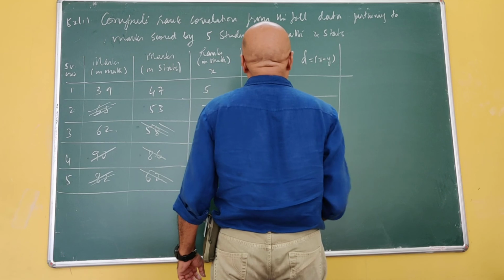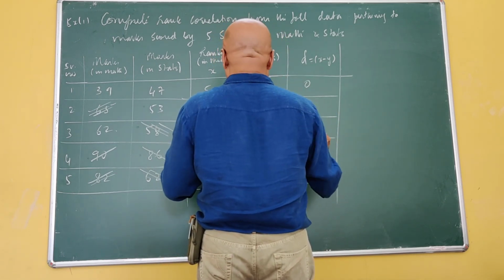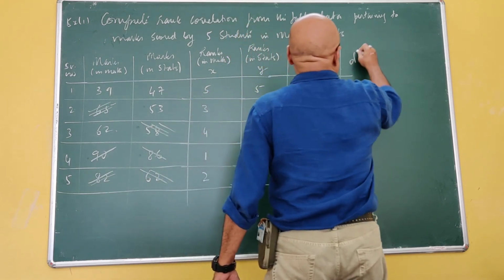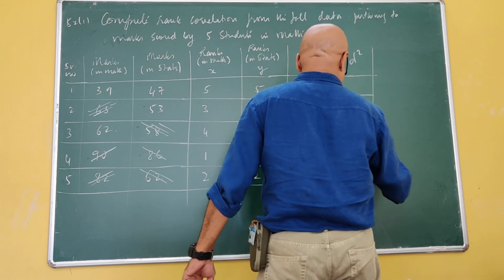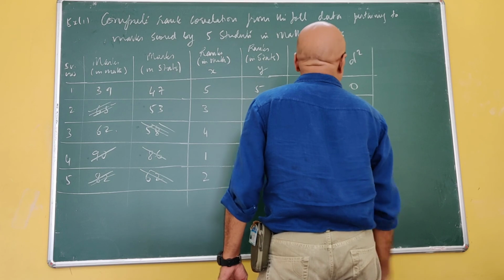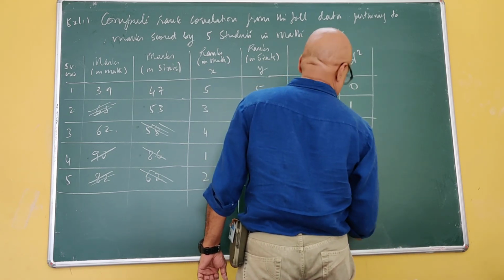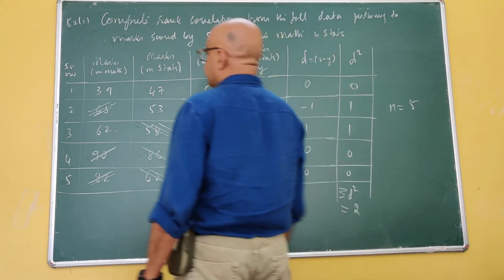There's not much data involved here. D is going to be 0, minus 1, 1, 0, and 0. D square is going to be 0, 1, 1, 0, 0. And summation D square we require. Summation D square is going to be 2. N is already 5.